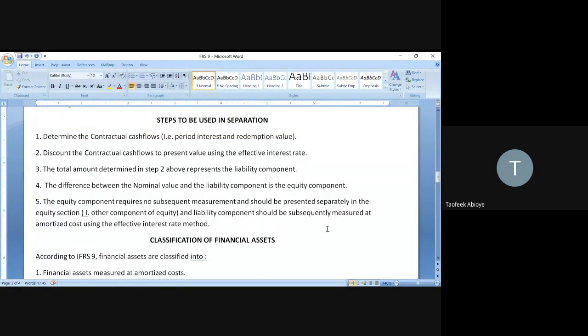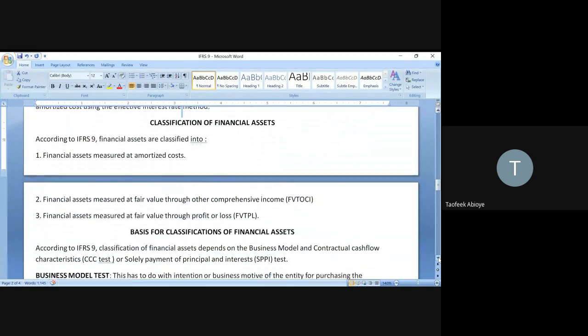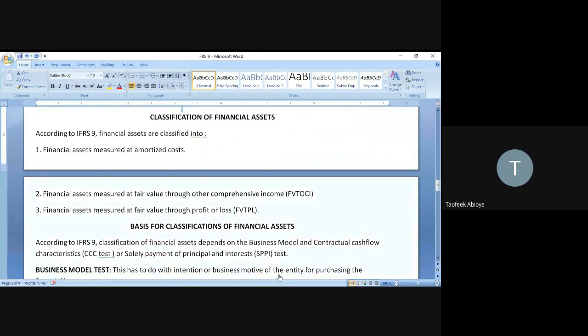Then the equity component requires no subsequent measurement. That 772 that we got requires no subsequent measurement and should be presented separately in the equity section. That is other component of equity. The liability component should be subsequently measured at amortized cost using the effective interest rate method. So that is the step. In case we forget, we can come back to our steps. But if you do not solve questions, it will be dancing.